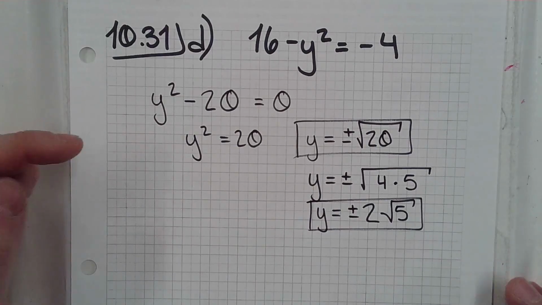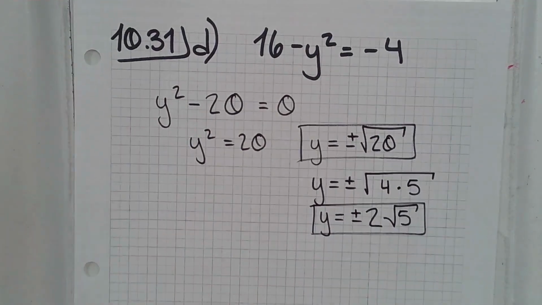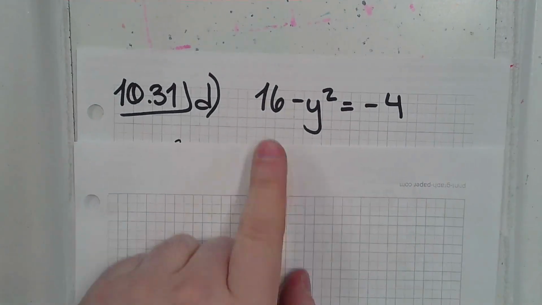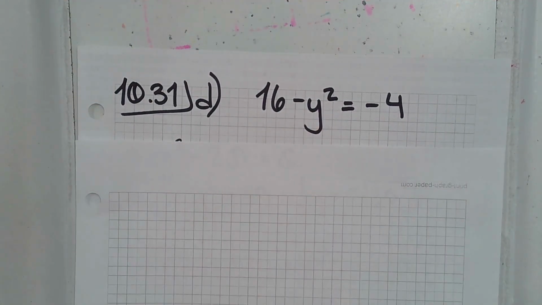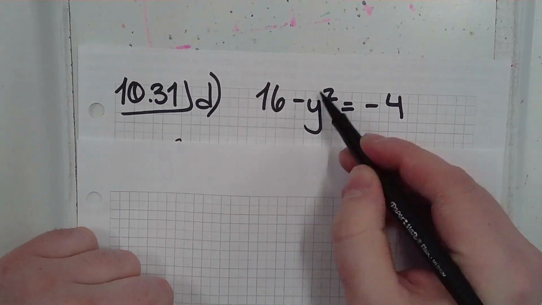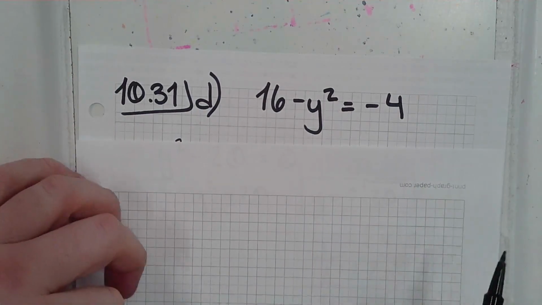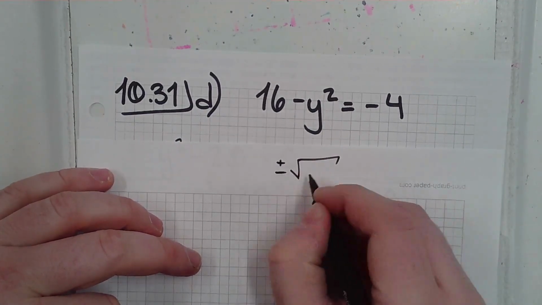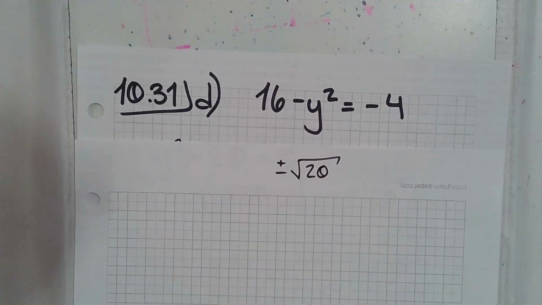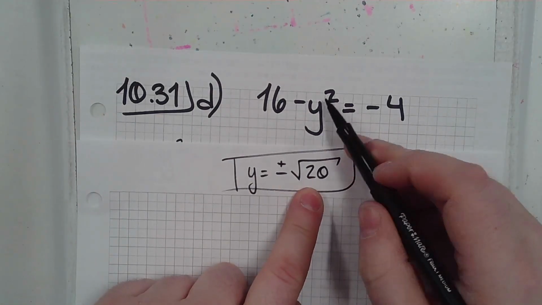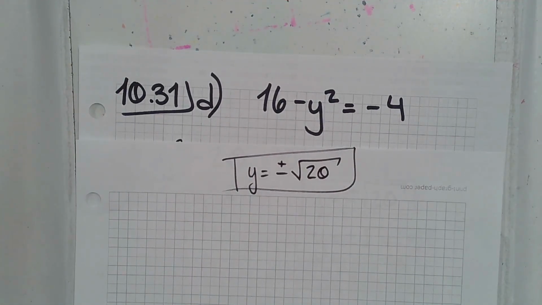Either of those work. And if you think about it, we could solve this problem without doing any of this just by looking. 16 minus something is negative 4. Well, clearly, this part right here has to be 20, right? 16 minus 20 gets us negative 4. So what do you square to get 20? This number. And then you can simplify, right? If you plug that in, it'll come out to 20. 16 minus 20 is negative 4. All right, so that's 1031, A, B, C, D.